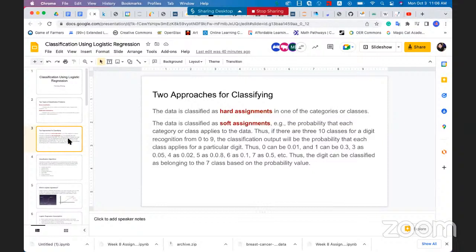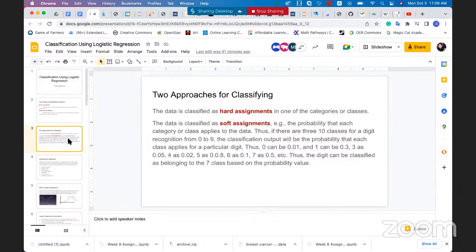When we do classification, there are two approaches. One is called hard assignment. That means we assign the categorical value to the target variable, yes or no, 0 or 1. That's called hard assignment. But sometimes we don't do that. We do soft assignment, using probability to express what this target variable is.